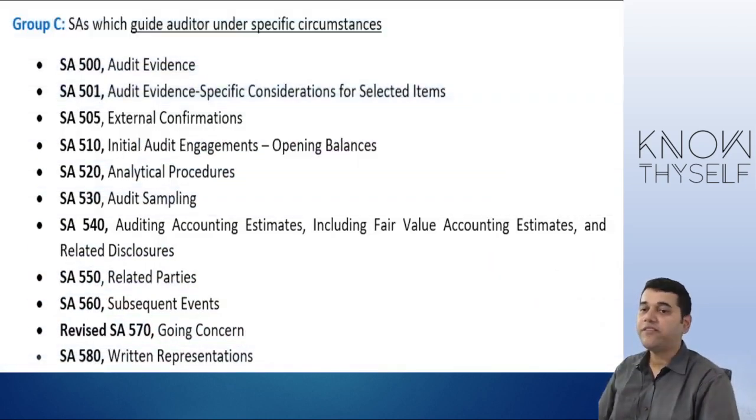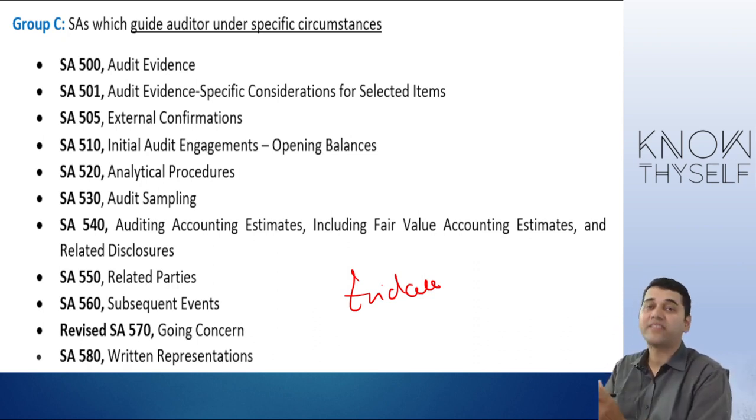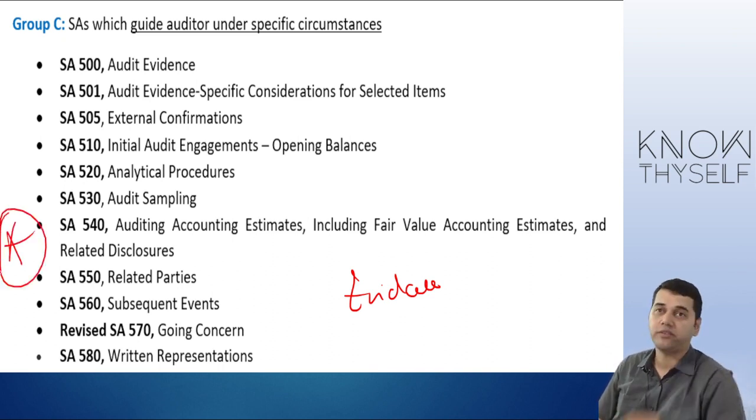Now comes the 500 series. These are all related to audit evidence. Under different circumstances, what type of evidence do I need to gather? If there is a problem with going concern, what type of evidence do I need? If there is an analytical procedure, what type of evidence? How should I do sampling, and what type of evidence do I follow with sampling? Very important from the examination point of view, the 500 series: all evidence.